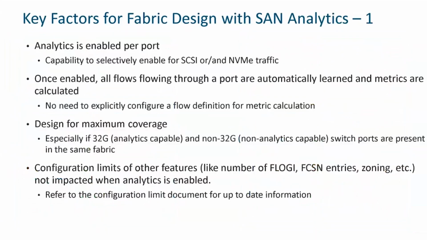Okay, a couple of points before we start looking at some diagrams. Number one, analytics is enabled per port. You cannot say collect metrics on some of the flows on that port and not on other flows on the same port. You can obviously enable or disable it for a selective protocol only. You can just say SCSI or NVMe, but still the command is per port. The second bullet, I already explained: it's not per flow.